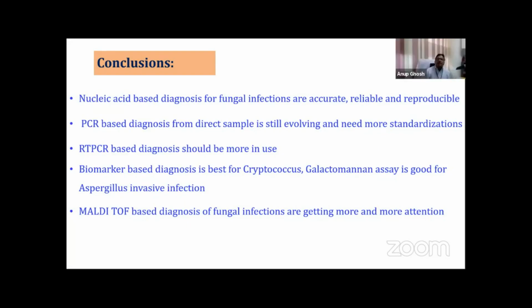In conclusion, I can say that nucleic acid-based diagnosis of fungal infections is accurate, reliable, and reproducible. PCR-based diagnosis direct from sample is still evolving and needs more standardization. RT-PCR-based diagnosis should be used more and more; right now we are also trying to standardize. Biomarker-based diagnosis is best for Cryptococcus infection. Galactomannan assay and beta-D-glucan assay are also becoming very popular. And of course, MALDI TOF-based diagnosis of fungal infections is getting more and more attention.